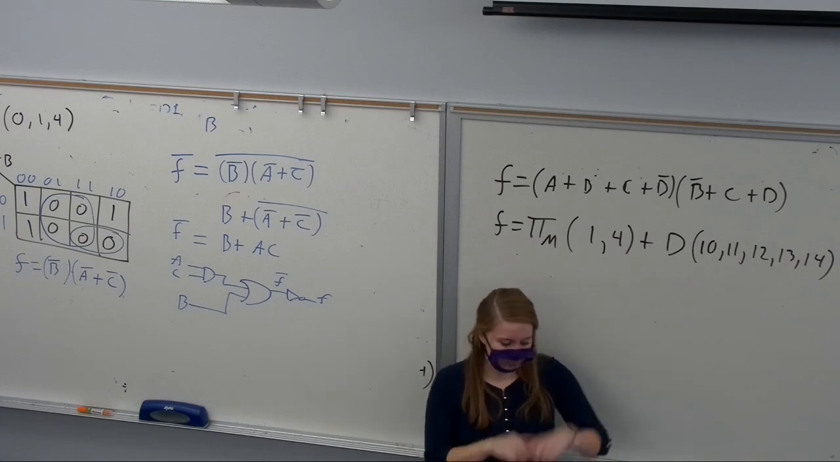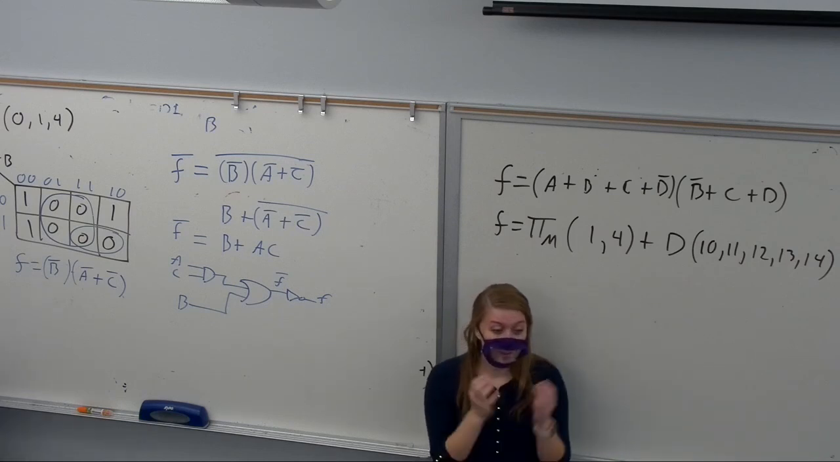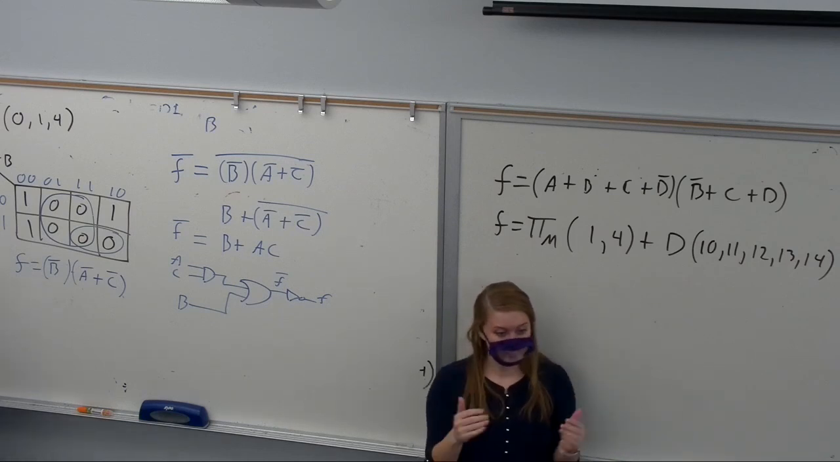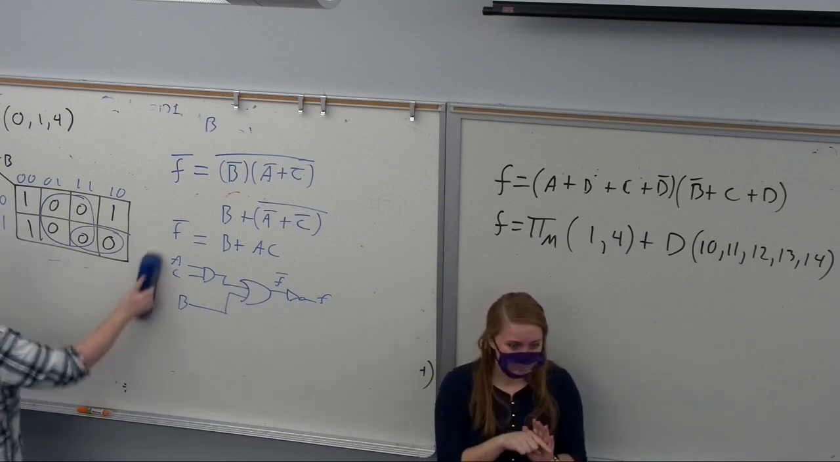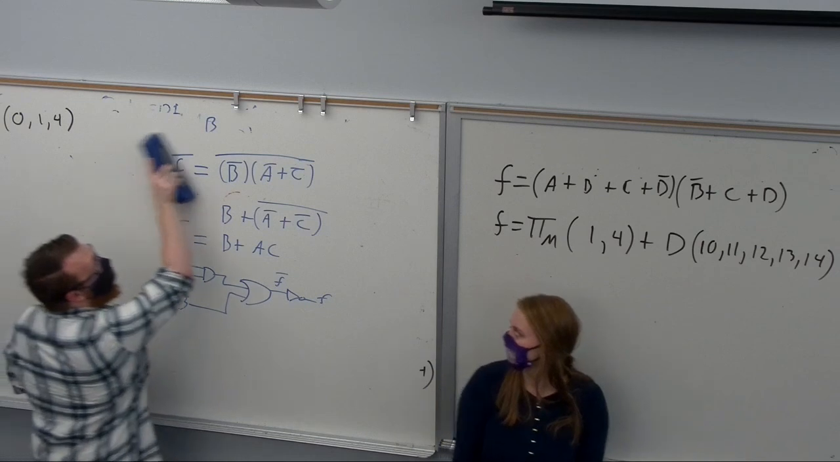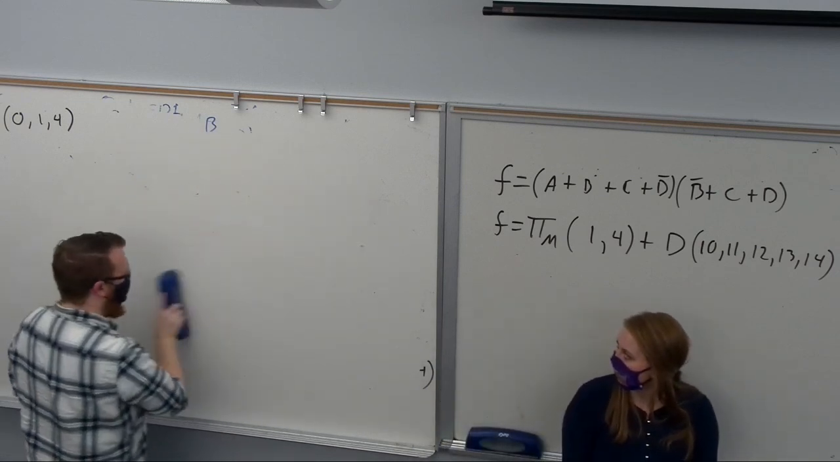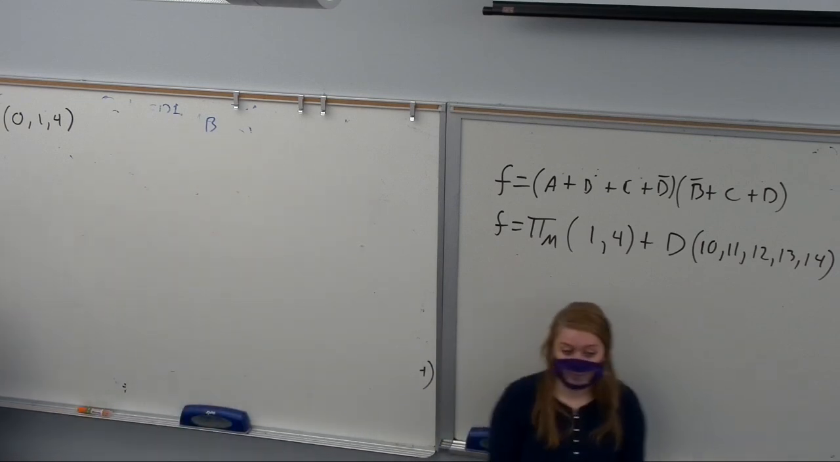Okay, now we're going to move on to the next fun topic in K-maps so that we can get the homework assignment out, which is what happens when you have 5 variables.